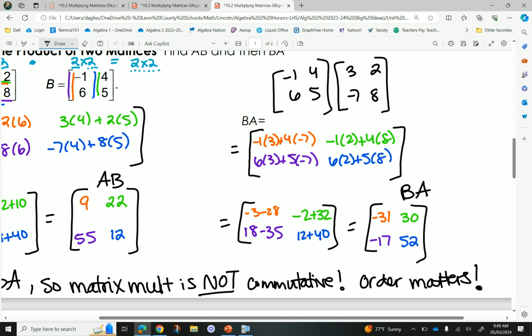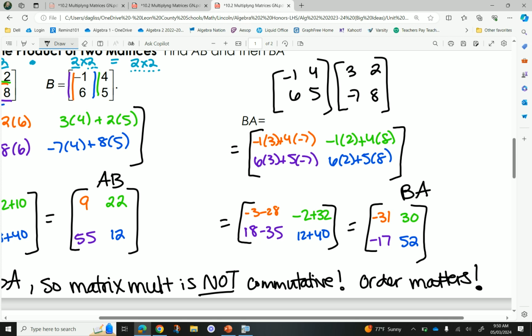Okay? What's the only possible way that it would be the same backwards and forwards? If it was the exact same matrix. Yep. What if one of them was a zero matrix? Yeah, that would, because if you multiply by 0, it's going to be 0 regardless, right? So if a zero matrix is in there, or if it's the exact same thing multiplied to each other, then order would not matter. And that would mean it would have to be a square matrix, right?